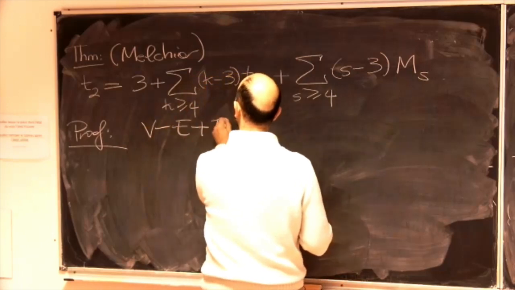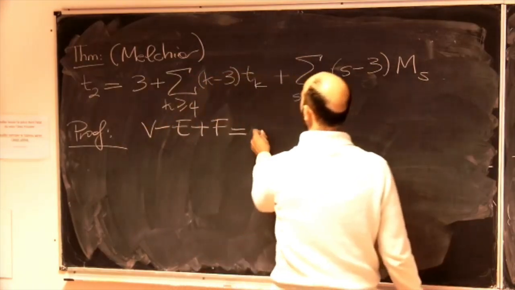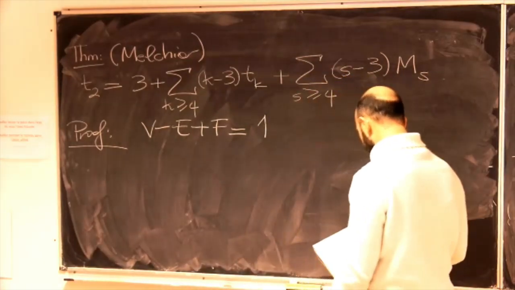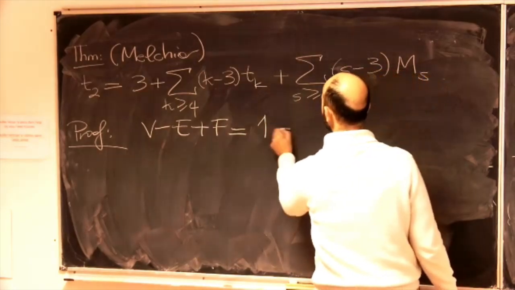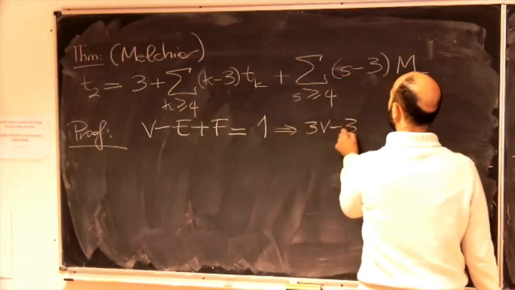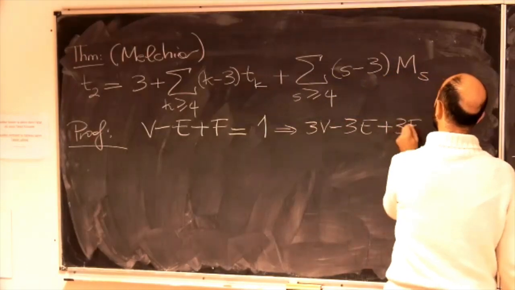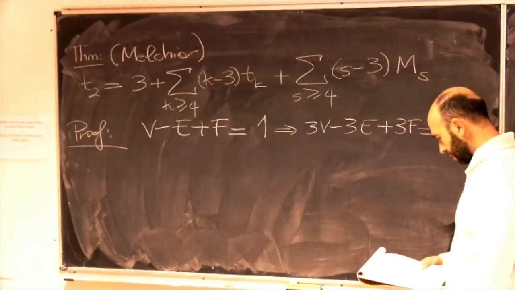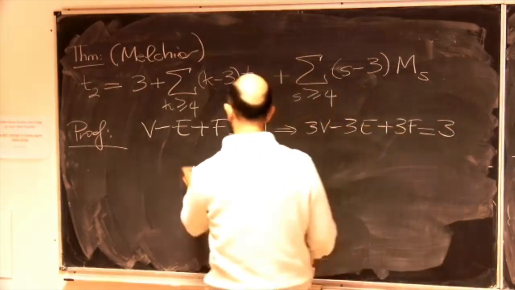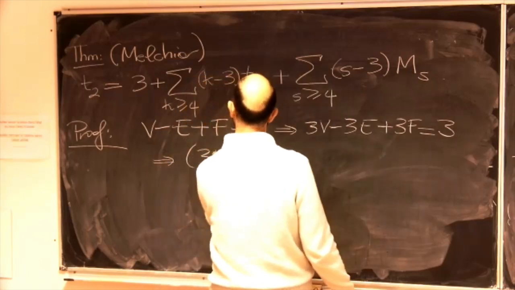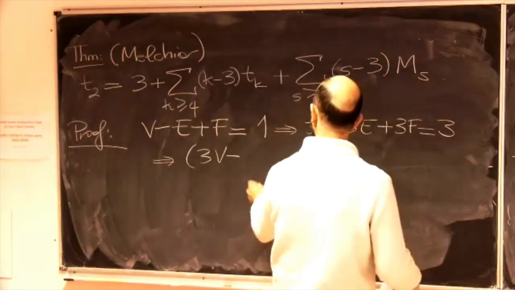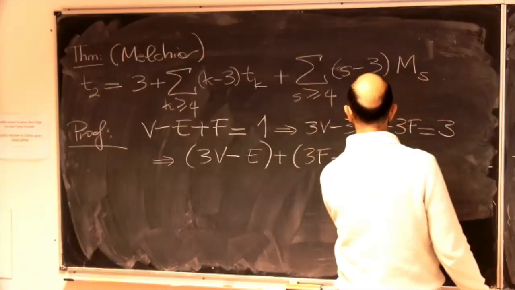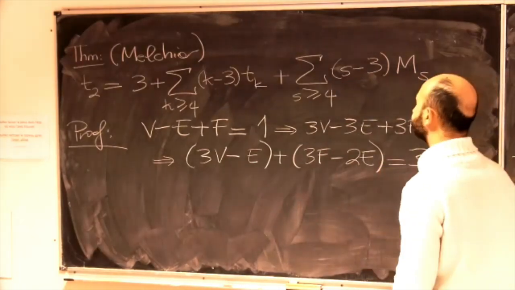First of all, by what we said, v minus e plus f should be the Euler characteristic of our P2, so it's 1. So multiply everything by 3. Three v minus 3e plus 3f must be 3. Now, just rewrite this in the following way. 3v minus e plus 3f minus 2e is 3.